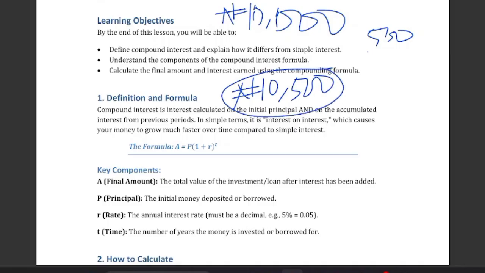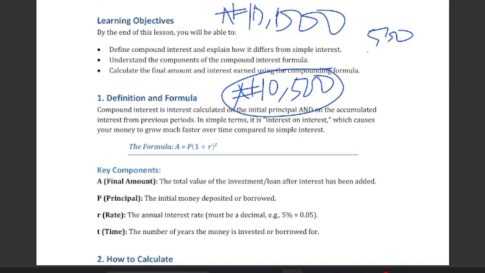Unlike that of simple interest, where your interest is fixed for the years. That is, year 1, you are going to have the same interest. Year 2, you have the same interest. Year 3, the same interest. So it's all 500 every year. But now that the principal has increased to 10,500, the interest for the second year will be higher than 500 naira. That is basically the difference between the two of them.